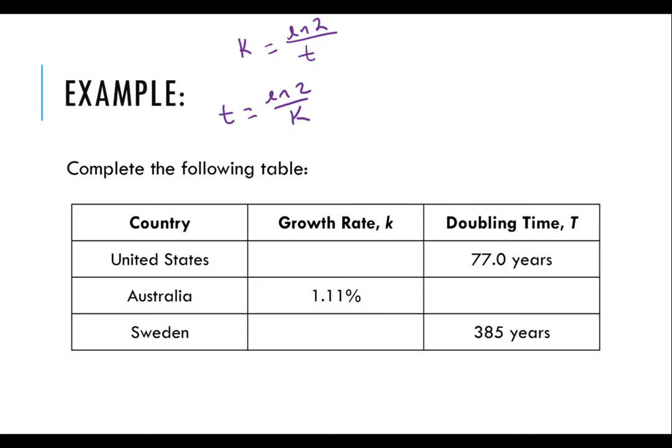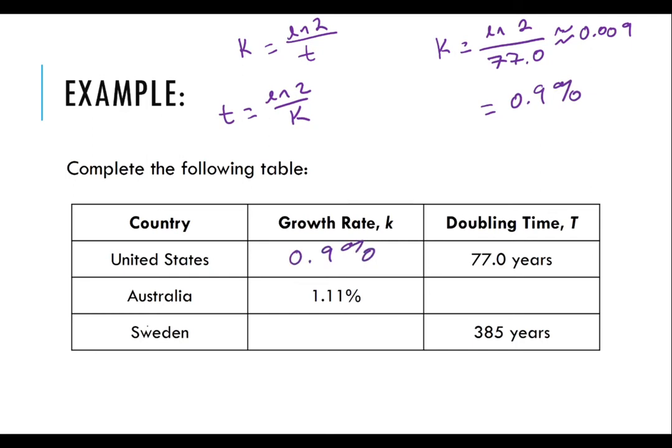So if we're told that the US doubled its population in about 77 years, then our k is going to be equal to the natural log of 2 divided by 77.0 years. And I get that this is about 0.009, but in percent form, move the decimal place to the right twice, that's going to be 0.9%. So our growth rate is approximately 0.9%.